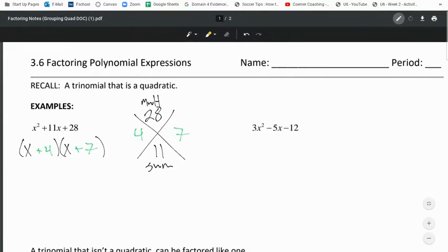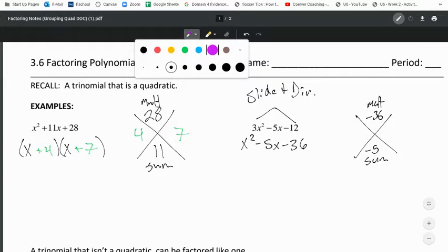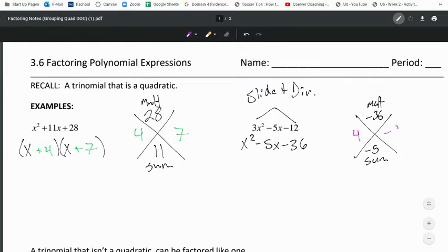The example here on the right, we would have to use slide and divide. Okay, so I'm going to slide the 3 over to the last term, and I'm going to multiply. So that gives me x squared minus 5x minus 36. Now I'm looking for two numbers that multiply to get 36 and sum to get negative 5. Those two numbers are 4 and negative 9. So then when I factor this, I have x plus 4 and x minus 9.